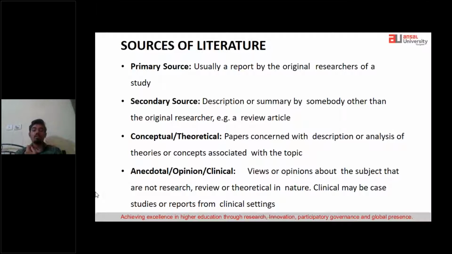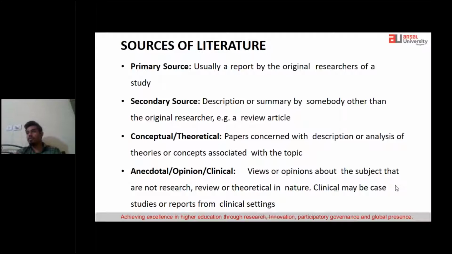Then come the conceptual and theoretical papers. What are these? These are papers concerned with the description or analysis of theories or concepts associated with the topic. Sometimes people have unpublished data or unpublished theories. There is a lot of research which just happened but never got published. These are new theories which have been rejected or have not been published anywhere, and they can also serve as your literature. And also anecdotal opinion or clinical experience, which is very, very important again.